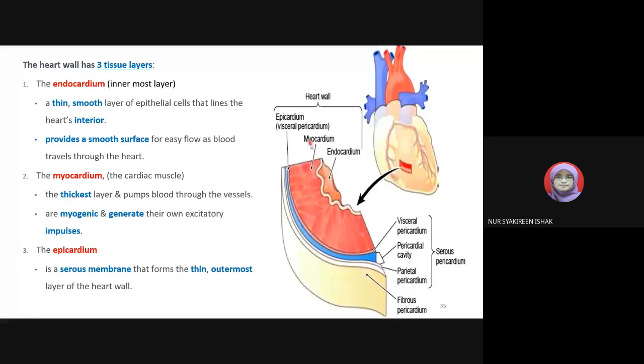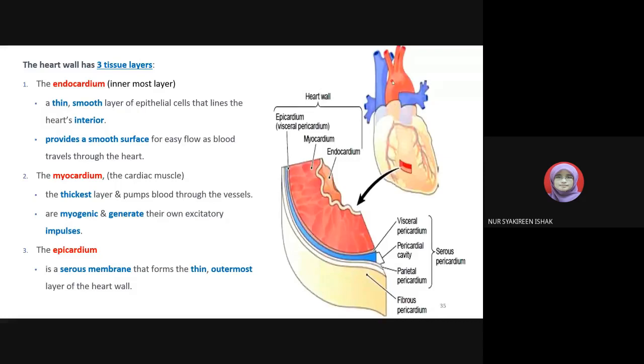The feature of the endocardium is that it is thin and smooth, and it lines the interior of the heart. This provides a smooth surface for easy flow as blood travels through the heart. Next, the thick part here is the myocardium, the cardiac muscle. It is the thickest layer and pumps blood through the vessels.